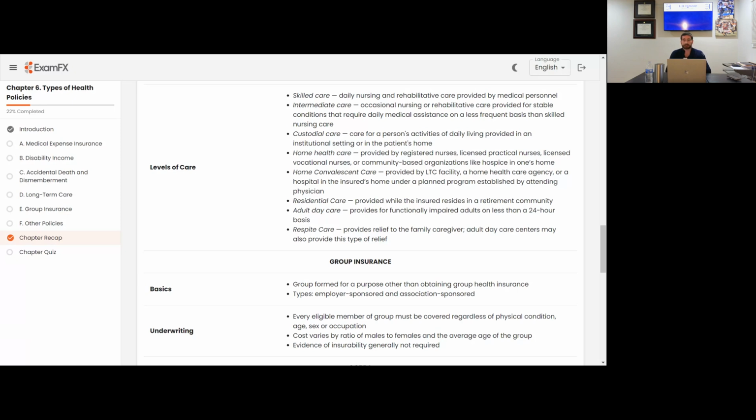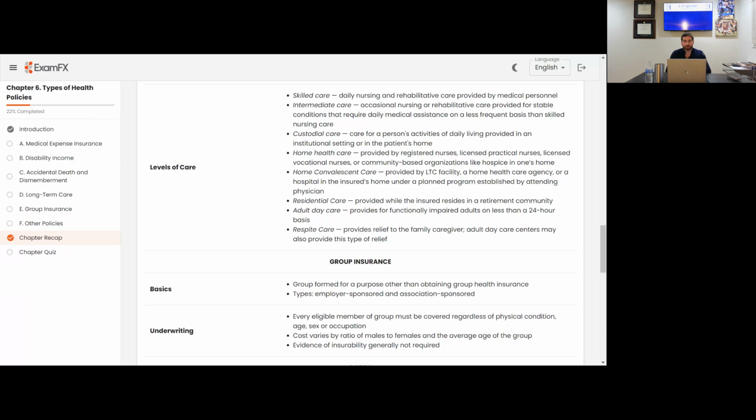Adult daycare. It's just what it sounds like, guys. It provides for functionally impaired adults on a less than 24-hour basis. So you don't have 24 hours around the clock. You just go during the day. Think of it literally as a daycare for adults or really senior citizens, where they go for most of the day, they do activities and they get help and whatnot, but they don't need the 24-hour around-the-clock care.